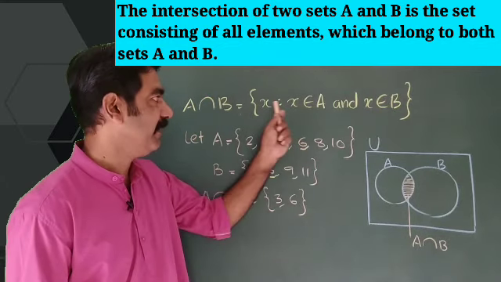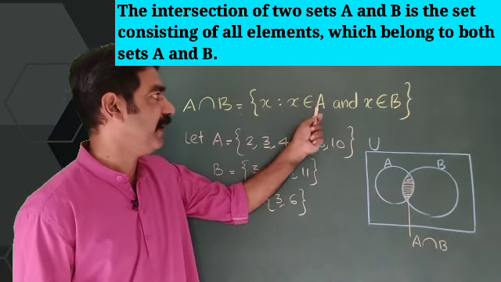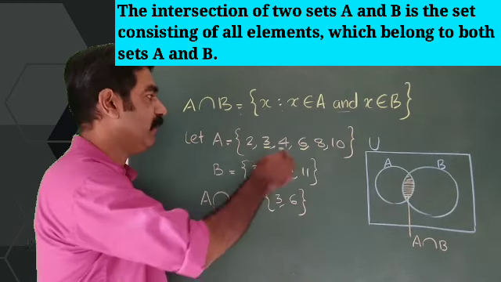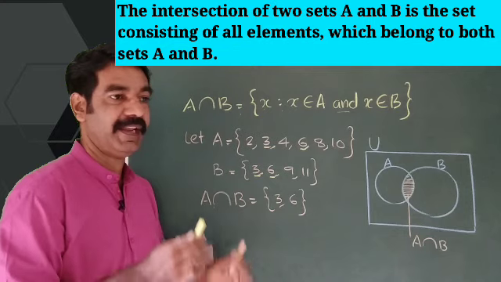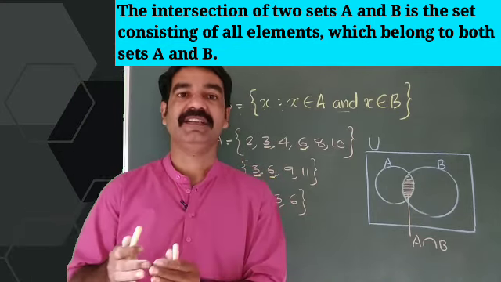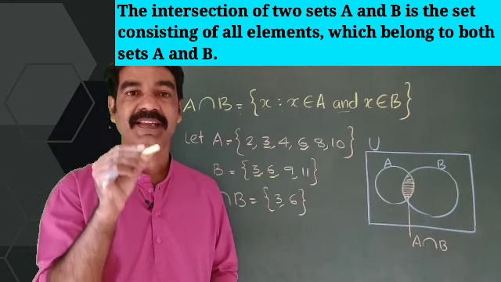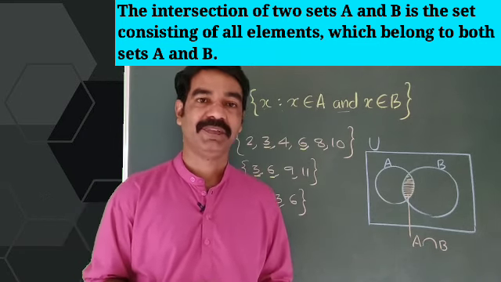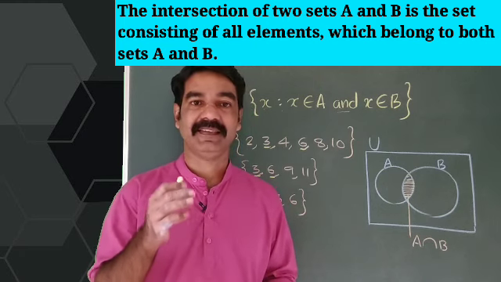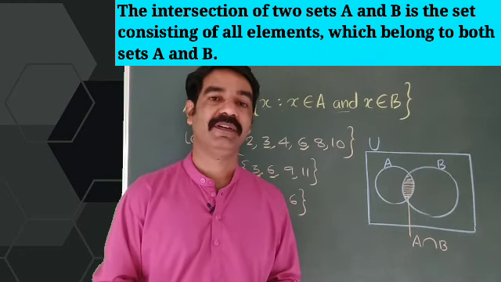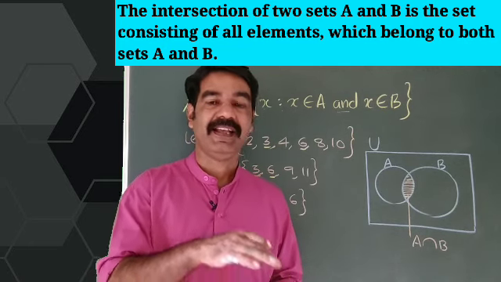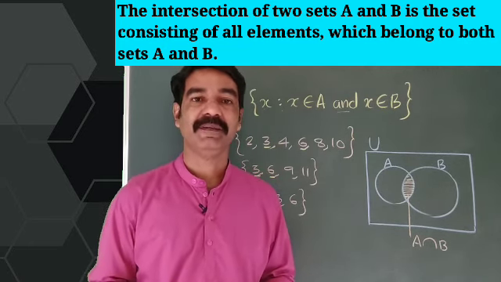See, remember that x such that x belongs to A and x belongs to B. It must be in A and also in B. If we take and write only the common elements contained in both A and B, that set is called the intersection of A and B. So the intersection of two sets A and B is a set consisting of all elements which are in A and B, both A and B.